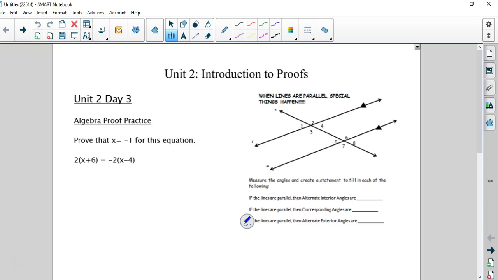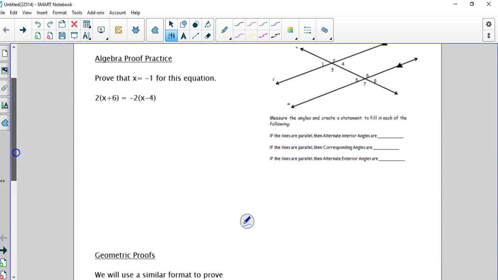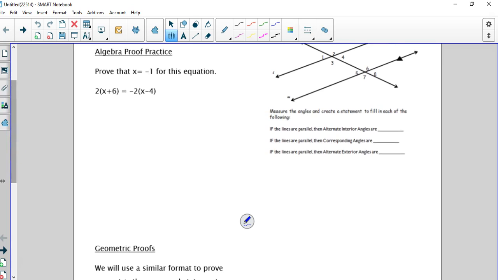Okay, day 3 notes. Can you look? We're going to start making the transition now into actual geometric proofs. So we're going to review Algebra 1 again, real quickly. You know how to do this. We're going to start off with our T chart, and this is always going to be reason.